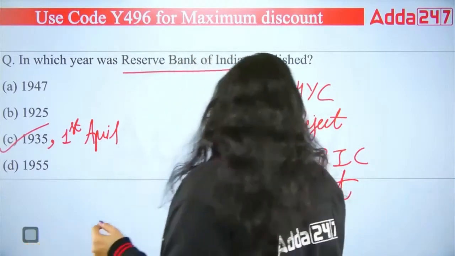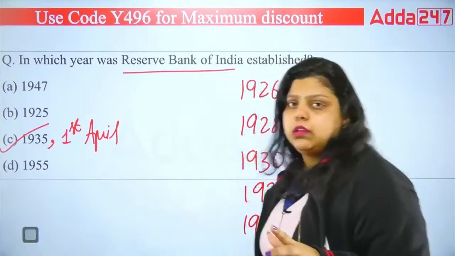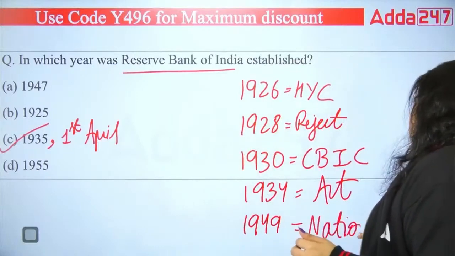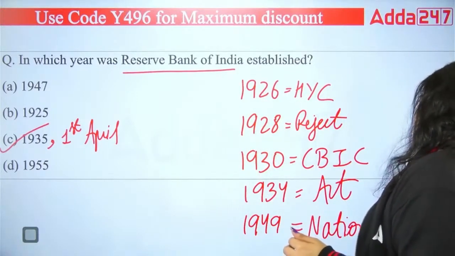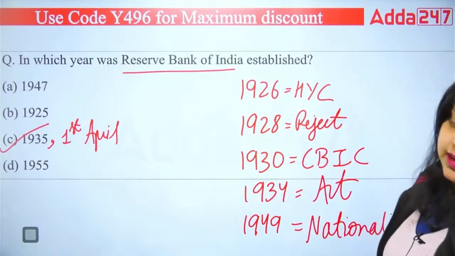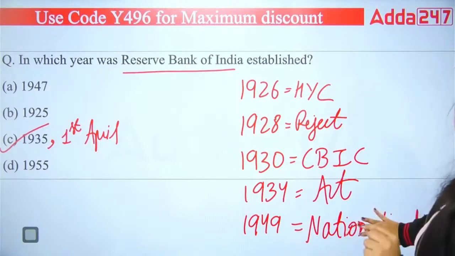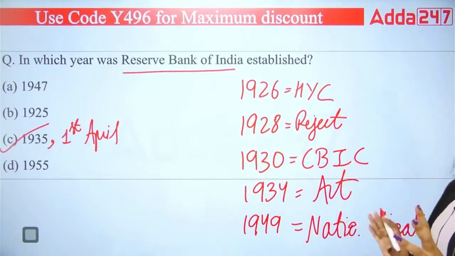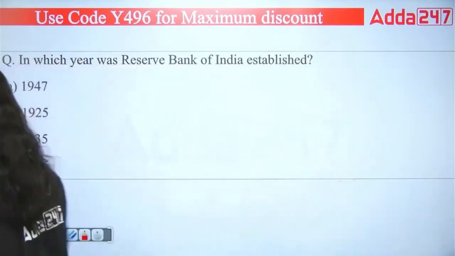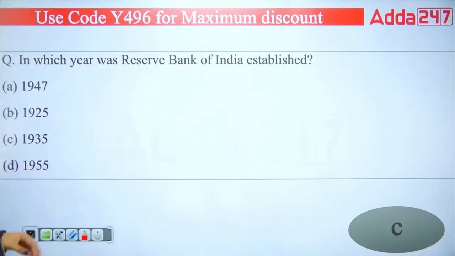So is RBI still a private shareholder bank? Obviously not, it's the government's bank. And how did this happen? Because of the nationalization of RBI, which was done on 1st January 1949. After this nationalization, RBI became the government's bank. So the right answer will be C. But apart from this option, do remember all the explanation I have given here. Now, the right answer is C.